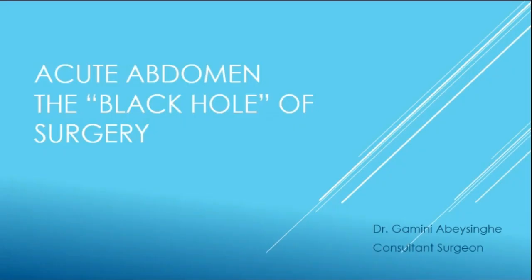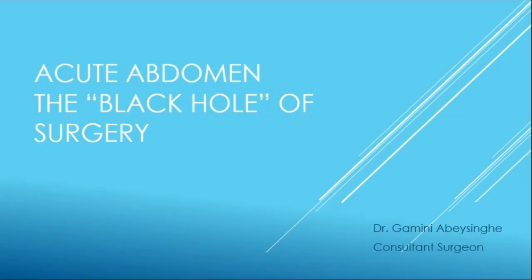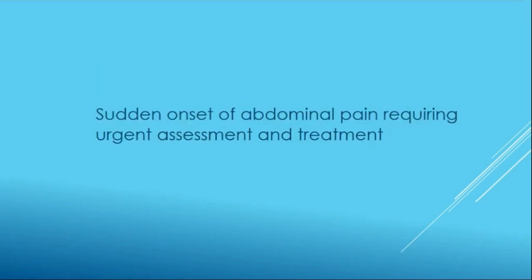Today I'm going to discuss how to approach undiagnosed acute abdominal pain. Let me start. The definition of acute abdomen, very simply, is a sudden onset of abdominal pain which needs urgent investigation and treatment. That's a very simple definition. There are a lot of complicated definitions, but we'll go by this simple definition.